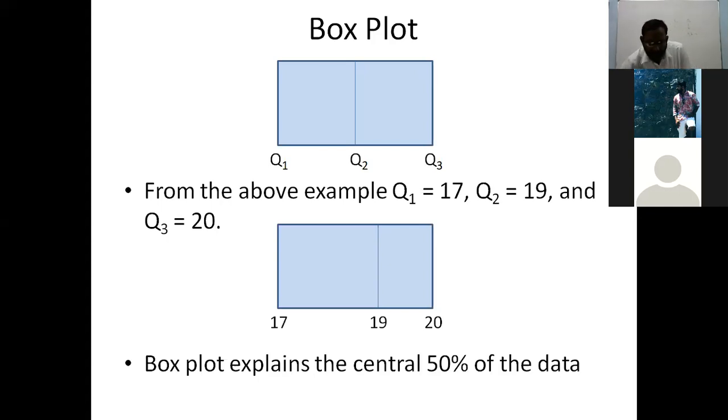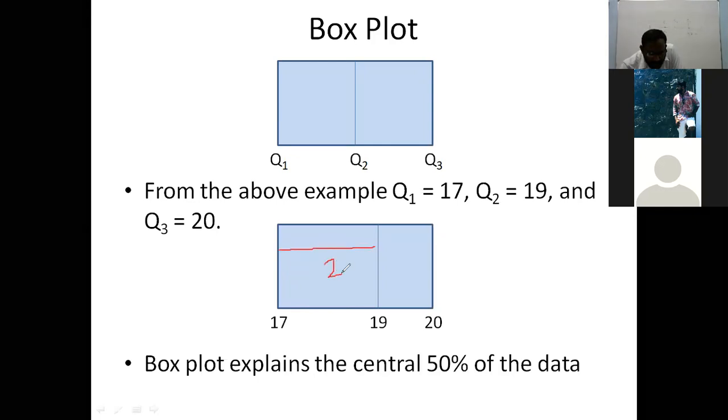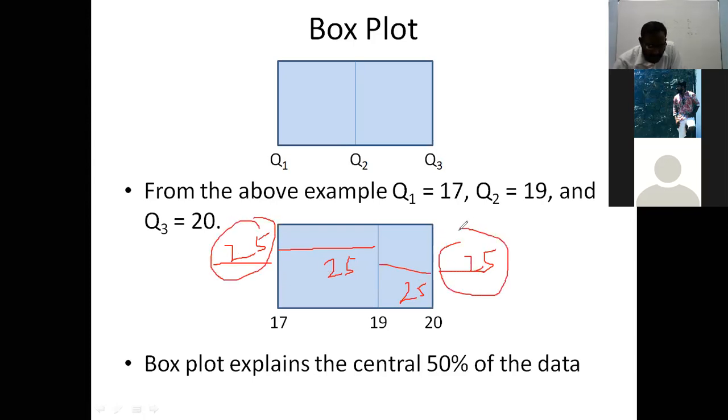For example, let's say this range covers 25% of the data. This range is covering another 25% of the data. So again, we have 25% on the right side, and here another 25%. We don't know those. That is, we don't know these two. So what is trapped in the box is only 50% of the data.